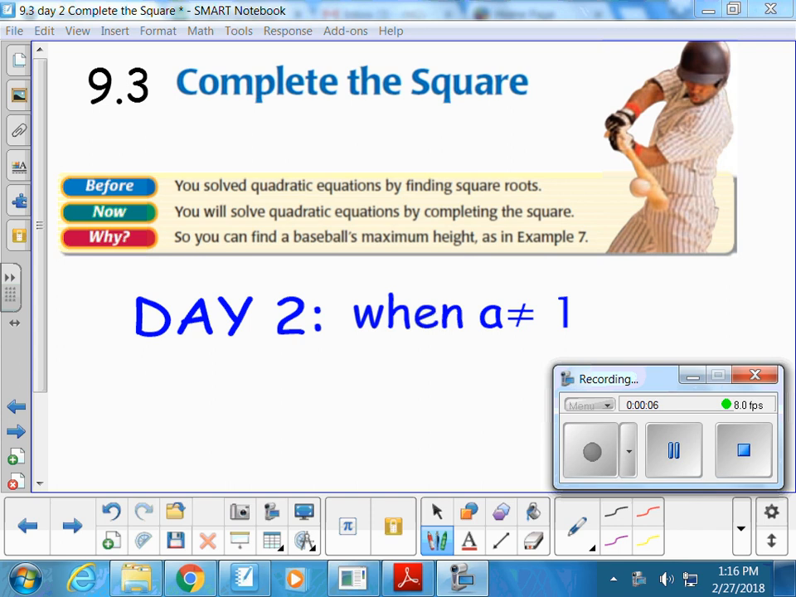Very similar to yesterday. You're still finding magic numbers. You're still completing a square and trying to get your equation into vertex form. Who's excited to do some magic today? Again? Yeah? Are you? They're smiling a little bit, if you could only see their faces.